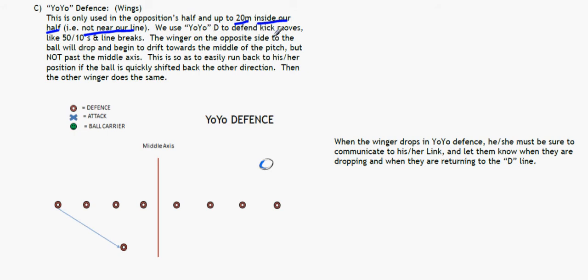The winger on the opposite side of the pitch will drop and begin to drift towards the middle of the pitch, but not past the middle axis. This is so as to easily run back to his or her position. If the ball is quickly shifted back in the direction, then your winger does the same. So basically we just have communication if you're dropping, okay?